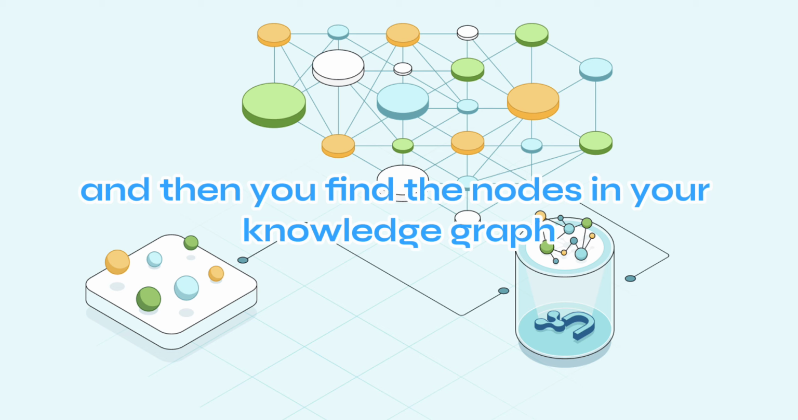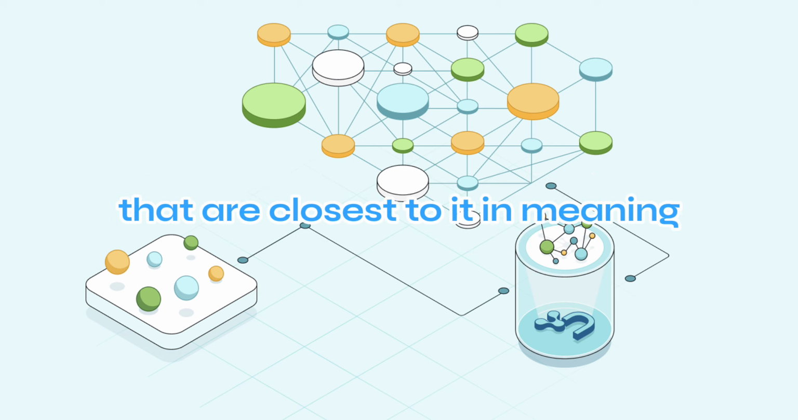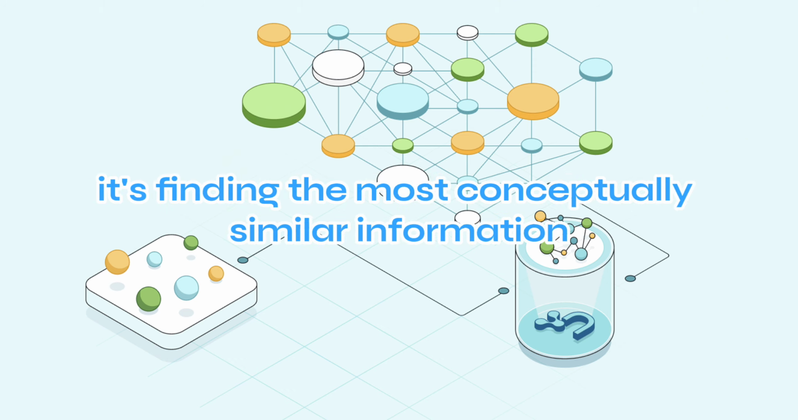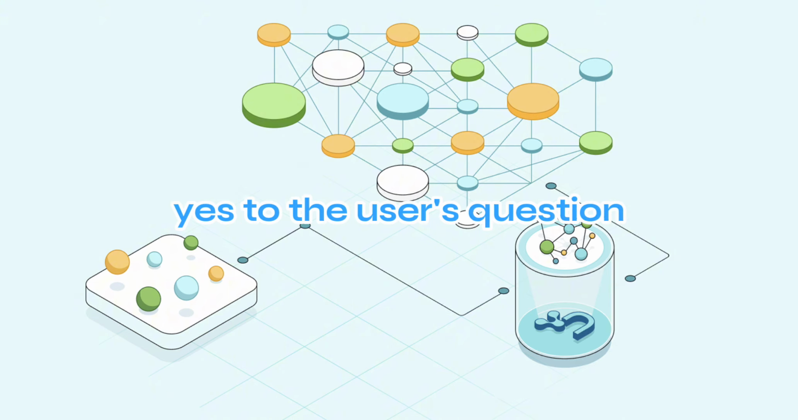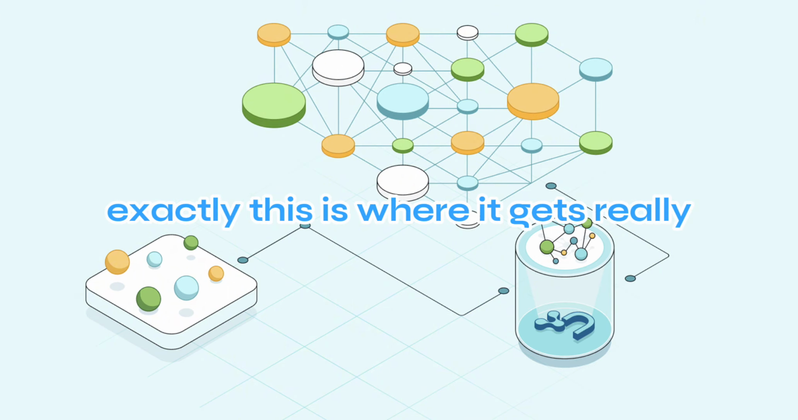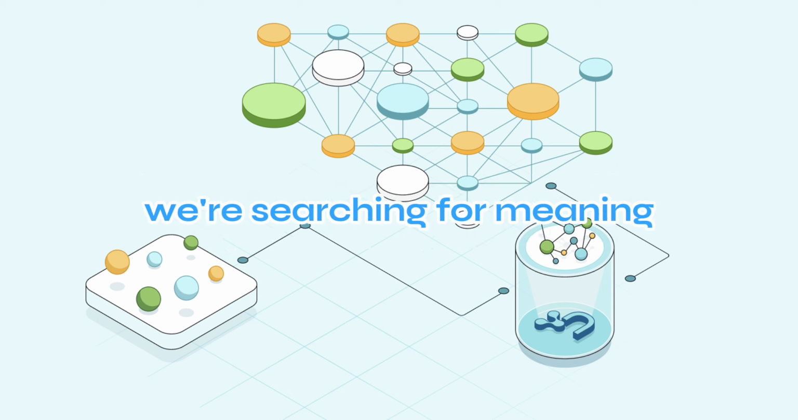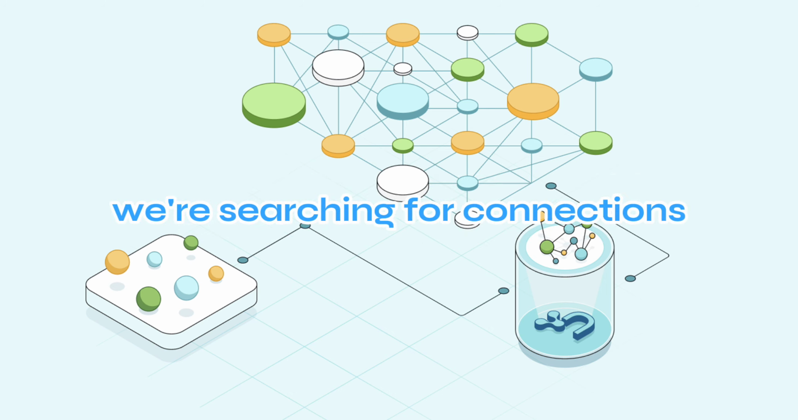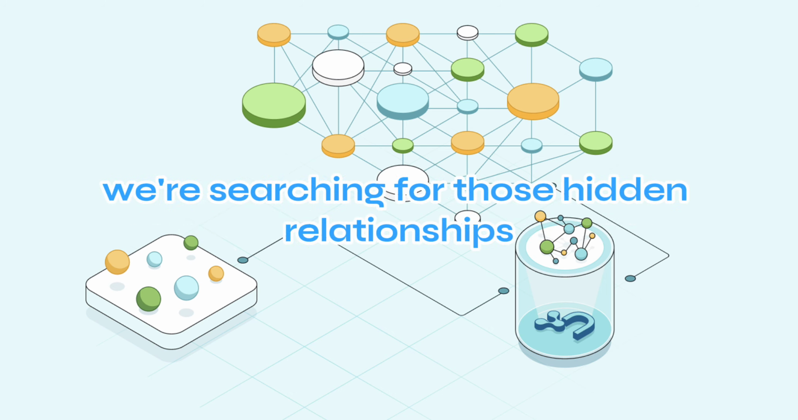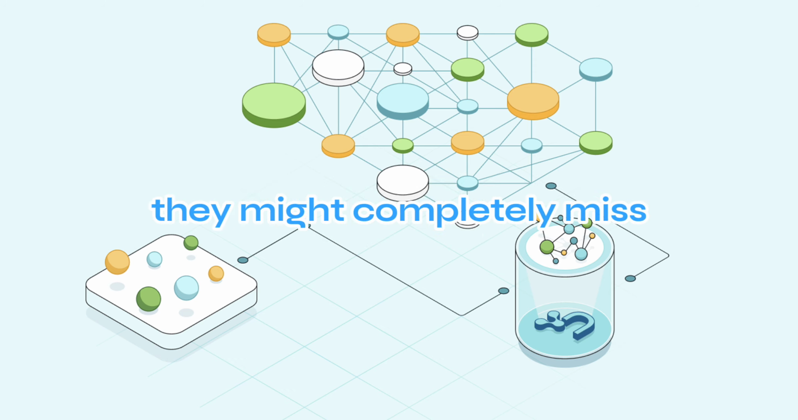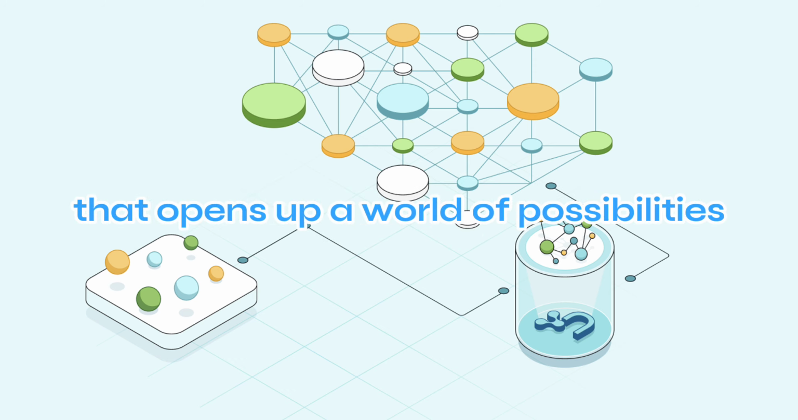And then you find the nodes in your knowledge graph that are closest to it in meaning. So it's like finding not just word matches, it's finding the most conceptually similar information to the user's question. Exactly. This is where it gets really powerful because we're not limited by keywords anymore. We're searching for meaning, for connections, for those hidden relationships, uncovering answers that traditional searches might completely miss. That opens up a world of possibilities.